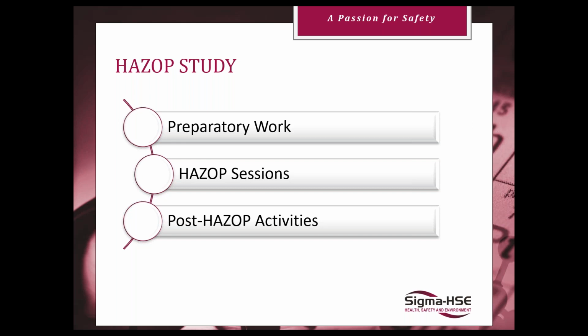To have your HAZOP sessions, that's sitting with the team, working through what could go wrong, what do we have in place, what would the consequence of this be, what safeguards do we have, do we think we need more safeguards? And then after you complete those sessions, a report is generated that identifies any open action items or opportunities for improvement, and that's given to the team to go ahead and follow through to close out.